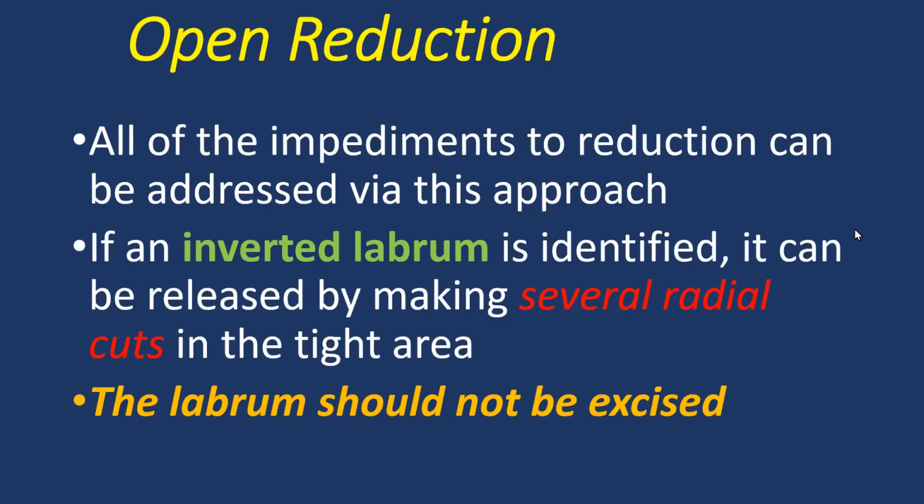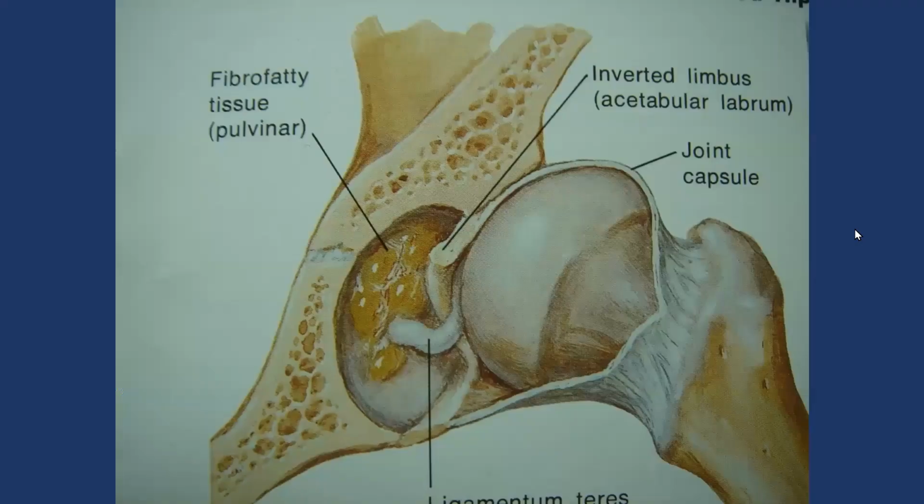All of the impediments to reduction can be addressed via this approach. If an inverted labrum is identified, it can be released by making several radial cuts in the tight area. The labrum should not be excised. And then you reach the center. The ligamentum teres should be excised. The pulvinar fat pad or fibrofatty tissue should be removed.